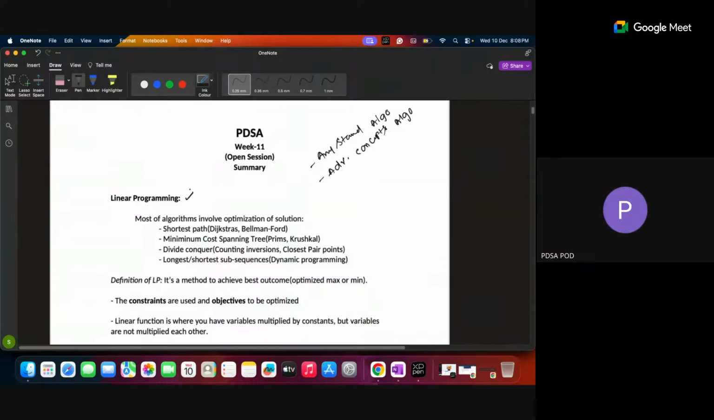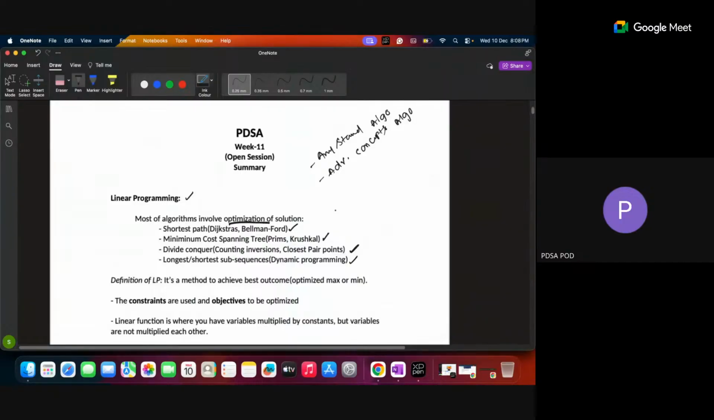Remember the algorithms you have learned so far. You worked on the shortest path algorithms of Dijkstra and Bellman-Ford in week 5, and Prim's and Kruskal's for MCST, minimum cost spanning trees. In week 8, you went through divide and conquer, where the main problem is divided into subproblems. Then we have the dynamic programming approach, where you use memoization and tabulation. Why do you use all these? To get an optimized solution.